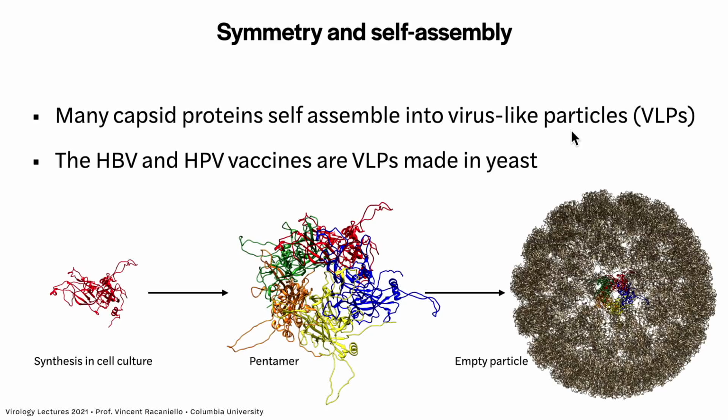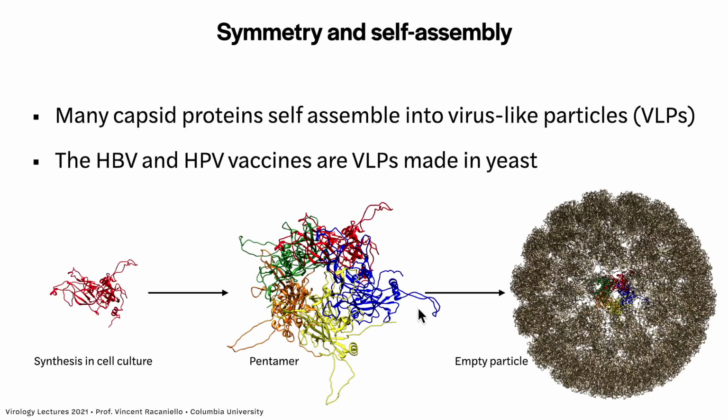Okay, and vaccines, we take advantage of this to make vaccines. For example, the human HBV, hepatitis B virus, and the human papillomavirus vaccines. These are virus-like particles made in yeast, produce one viral protein, and it assembles into a capsid. And so here's the HPV vaccine. You synthesize the one protein that makes up the capsid.